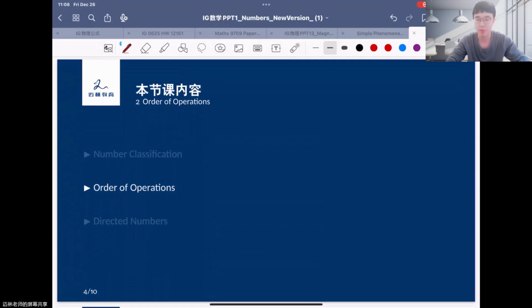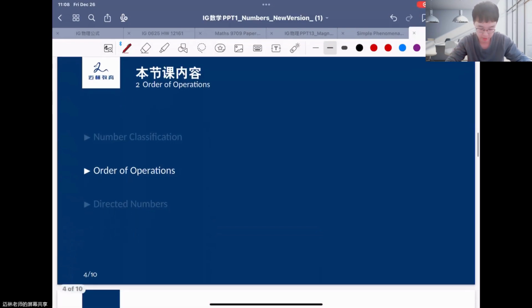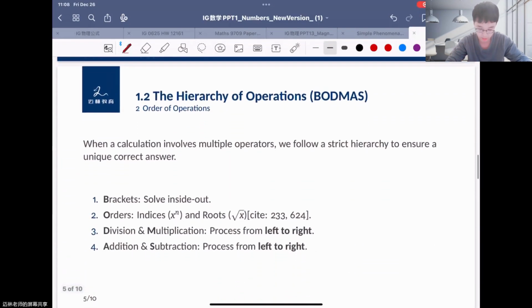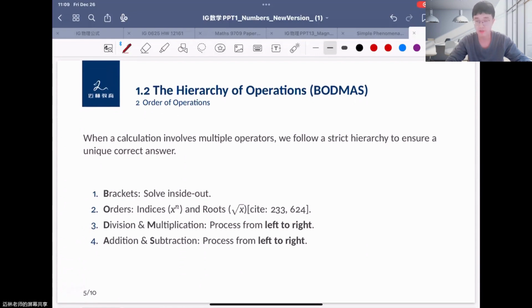We know that operations include plus, subtraction, and product. They are all different kinds of operations. For operations we have an order. We can give a brief understanding of the order: it is BODMAS. So what does BODMAS mean?